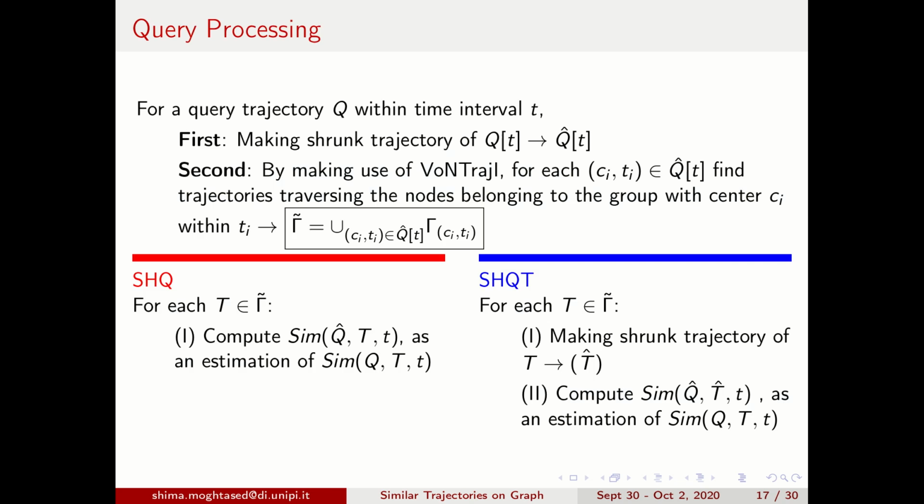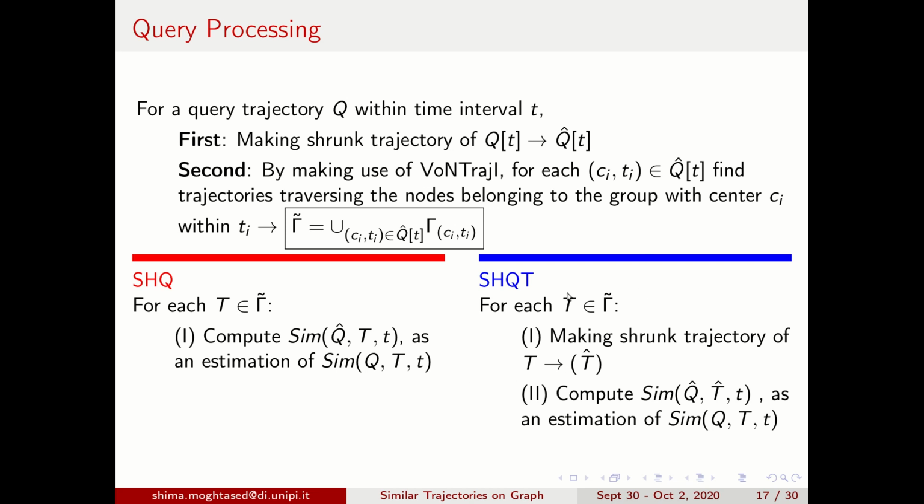By adjusting our neighborhood trajectory indexing, we build a new Voronoi trajectory indexing, and we use it in our query processing: for a given query trajectory we first shrink the query, and then by searching through the indexing structure we find a candidate set containing the most relevant trajectories with respect to the shrunk query trajectory. In both variants we produce one estimated output set. In the first one, SHQ, we just shrink our query trajectory and we estimate the output set by computing the similarity score for each discovered candidate trajectory and the shrunk query. In this variant, we are reducing the number of shortest path distance computations.